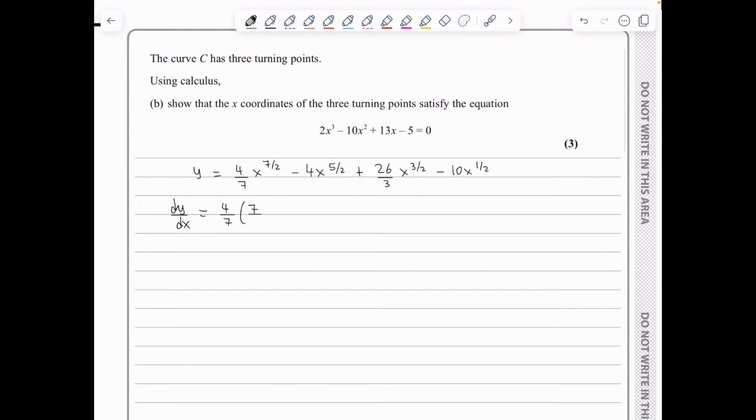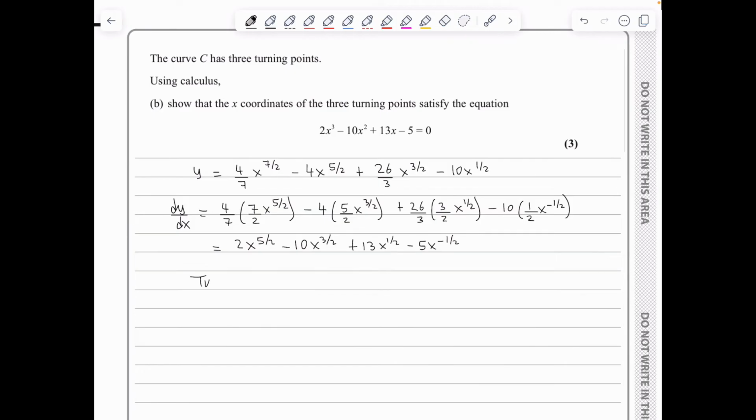So 4 over 7 times 7 over 2x to the 5 over 2 minus 4 times 5 over 2 x to the 3 over 2 plus 26 over 3 times 3 over 2 x to the half minus 10 times a half x to the minus a half. I will multiply out this to give me 2x to the 5 over 2 minus 10x to the 3 over 2 plus 13x to the half minus 5x to the minus a half.